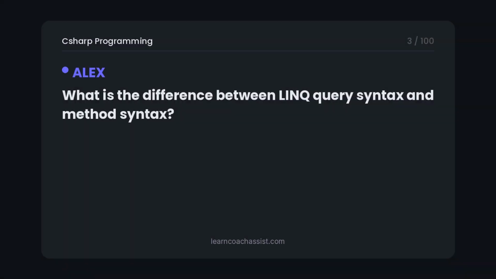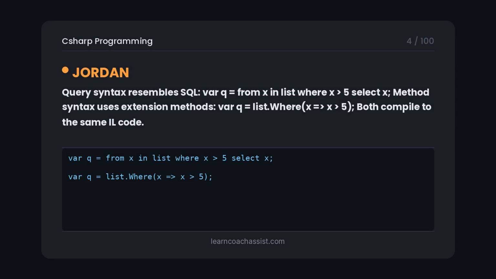What is the difference between LINQ query syntax and method syntax? Query syntax resembles SQL. var q = from x in list where x > 5 select x. Method syntax uses extension methods. var q = list.Where(x => x > 5). Both compile to the same IL code.